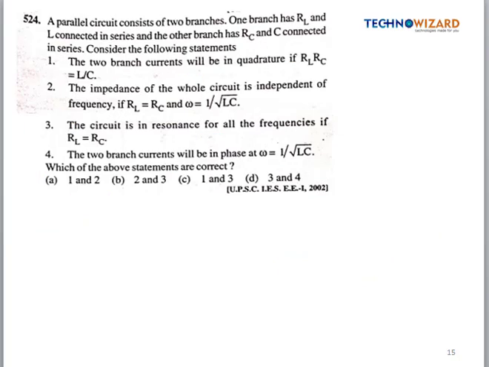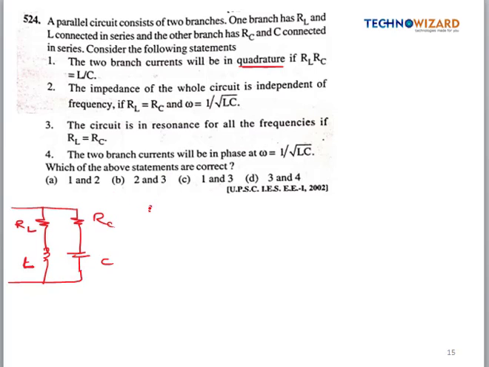Okay, so next question is, a parallel circuit consists of two branches. One branch has R, L and L connected in series and the other branch has R, C and C connected in series. Consider the following statements. So this is R of L, this is L, and this is R of C, and this is C. Now in the question it is saying that the two branch currents I1 and I2 will be in quadrature. It means it will form a 90 degree angle when RL into RC is equal to L by C.